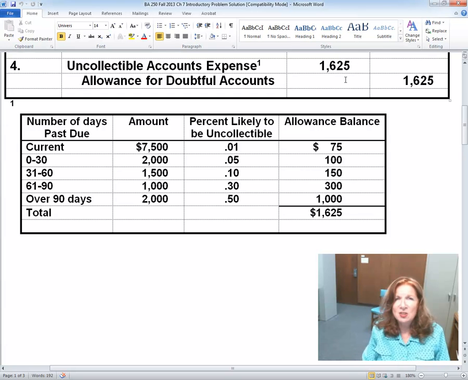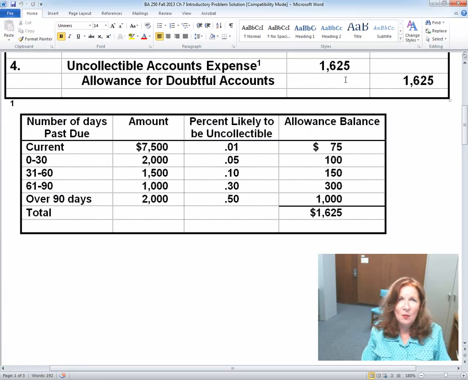The purpose of this adjusting entry is to recognize the probable loss from our accounts receivable credit sales. And so that's going to be to uncollectible account expense. It's an expense. It's going up. You debit an expense to increase it. So we're going to debit uncollectible account expense for $1,625 based on the schedule that we prepared.